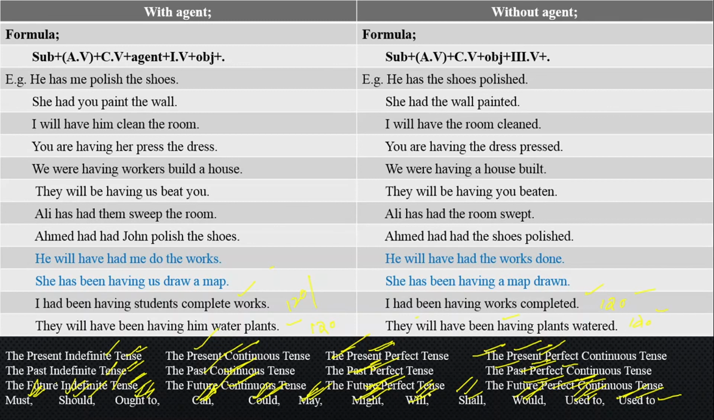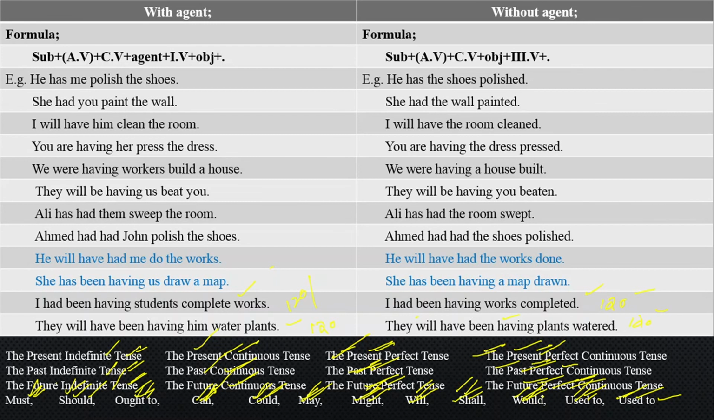They shall have the plants watered. They shall not have the plants watered. Shall they have the plants watered? Shall they not have the plants watered? Shan't they have the plants watered? They would have the plants watered. They would not have the plants watered. Would they have the plants watered? Would they not have the plants watered? Wouldn't they have the plants watered?